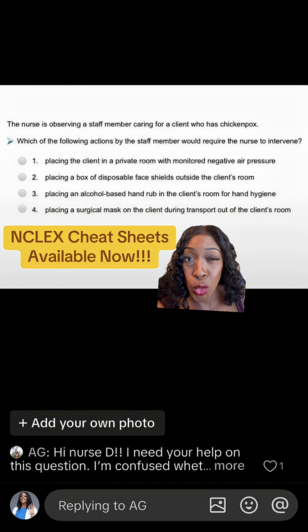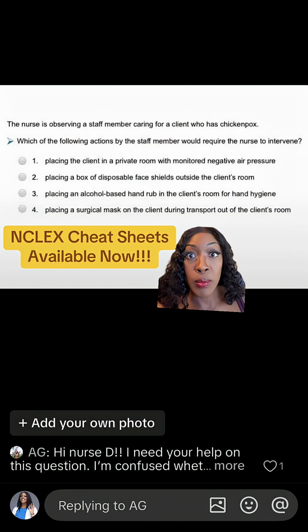So let's look at our wrong choices and we'll go back to the right one. Well, I'm calling them the wrong choices, but they're the wrong choices because that's what you're actually supposed to be doing. 1, placing the client in a private room with negative air pressure. Absolutely. Why? Again, airborne precautions. 2, that's not what we're going with. 3, placing alcohol-based hand rub in the client's room for hand hygiene. Absolutely. 4, placing a surgical mask on the client for transportation.